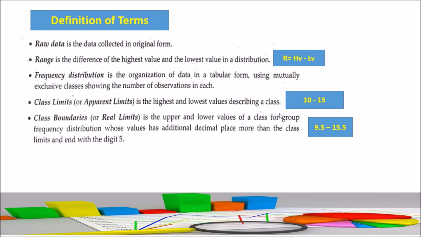Next is the class boundaries. These are the upper and the lower values of a class for a grouped frequency distribution whose values have one additional decimal place more than the class limits and end with the digit 5. So you just need to subtract 0.5 from your lower class limit, and 10 will give us 9.5, and 15 plus 0.5 will give us 15.5. The corresponding class boundaries for that class limit of 10 to 15 is now 9.5 to 15.5.